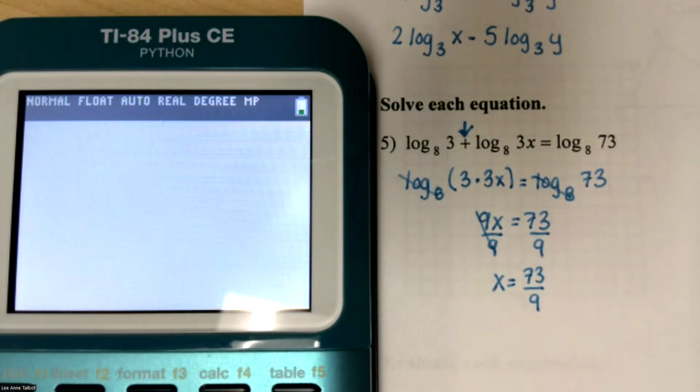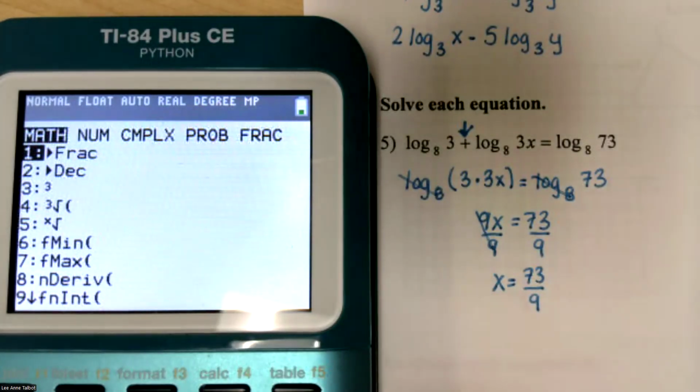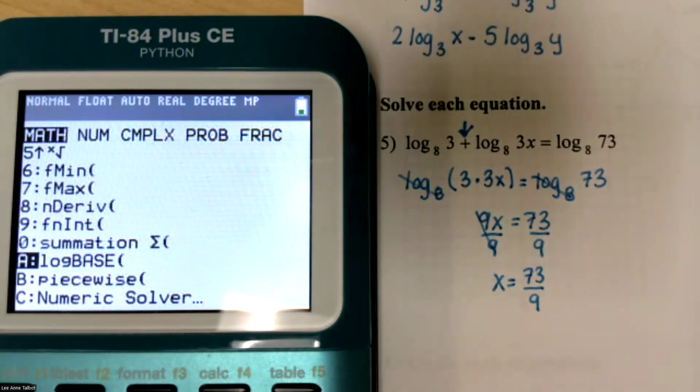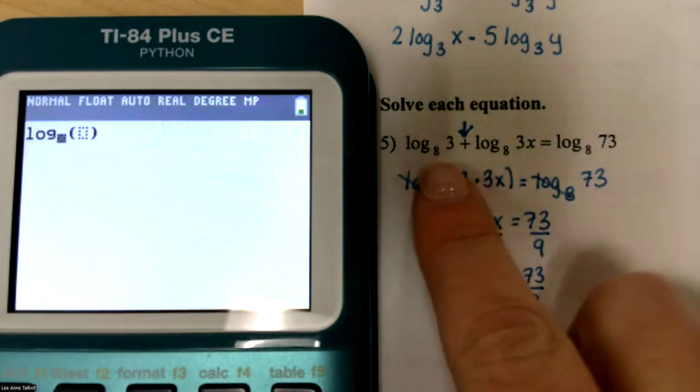Next question. Do you guys know how to do log base in the calculator? Do you know where it's located, what buttons to press? Okay, so you hit the math button. Now I'm lazy, so I'll scroll up instead of down because, again, I'm just lazy. And I'm going back to the original problem.